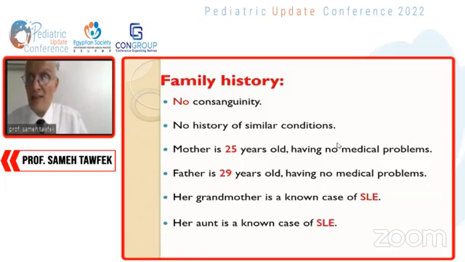Father is 29 years, no medical problems. When we got to the history and details of the family medical history, the grandmother is a known case of SLE, and the aunt had SLE as well.